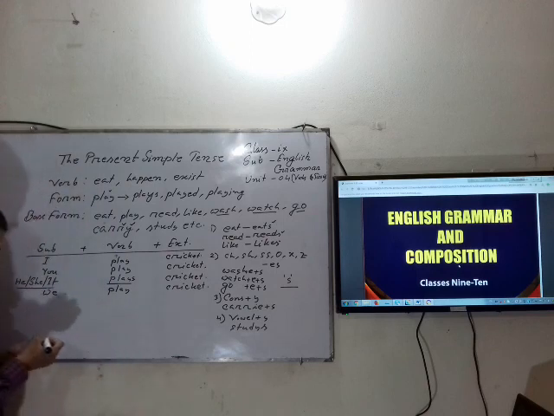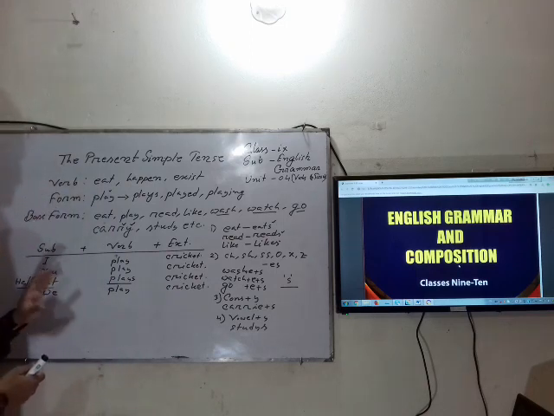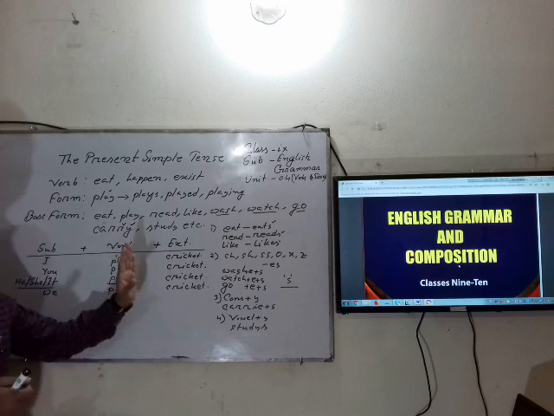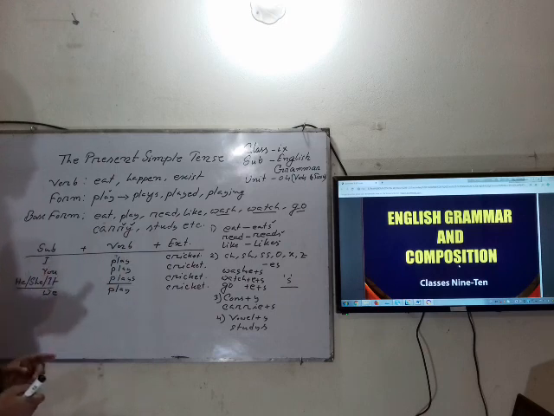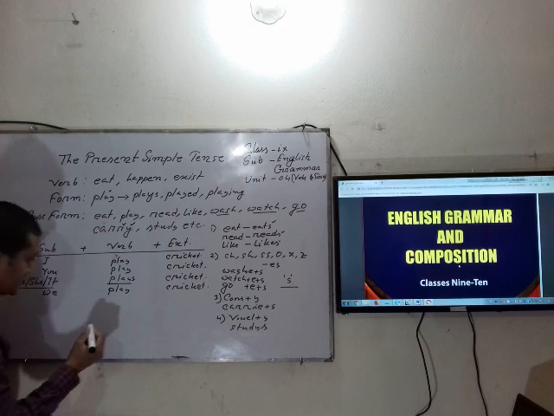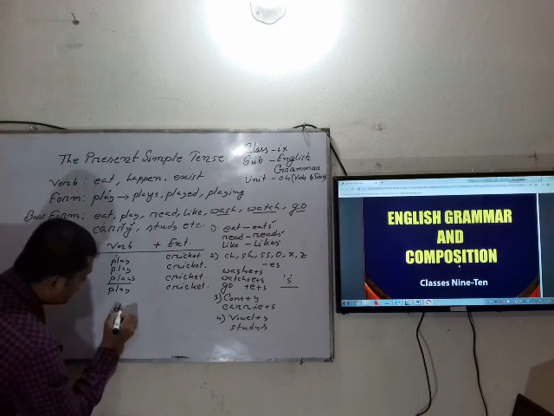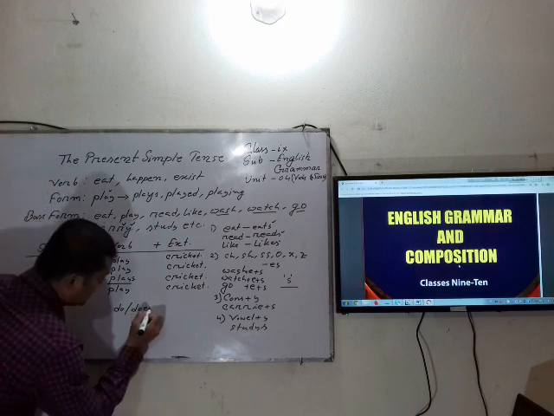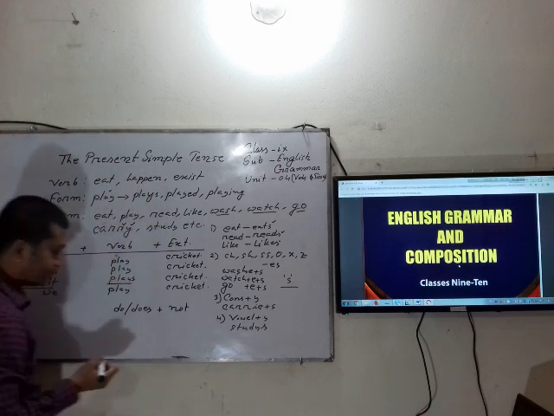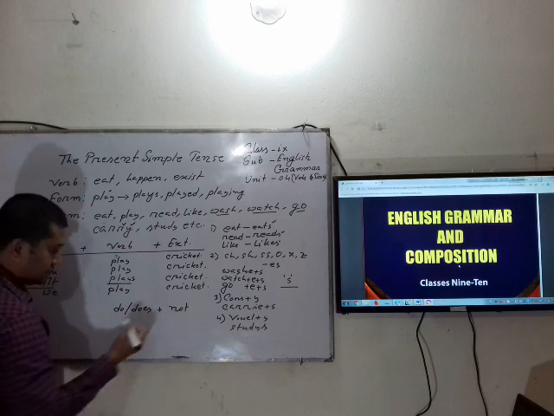Got the point? Okay, this is present simple tense affirmative. Just use subject plus verb and extension or object. Okay, now second point, the present simple tense negative. To make the present simple tense negative, you just need do or does, and another little word, not. Okay, do not, does not.